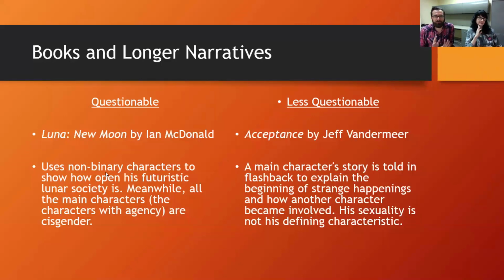So this is an example, kind of what I was talking about before, where the characters are used for their sexuality or for their identity, not necessarily for the plot anyway.